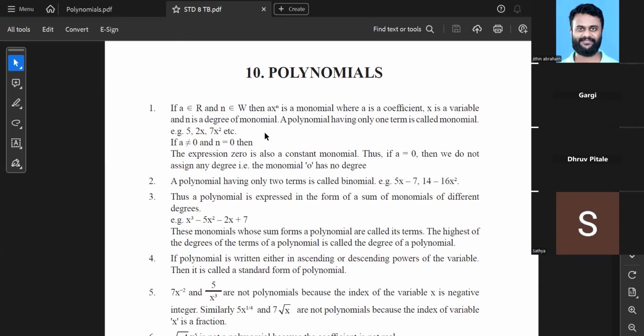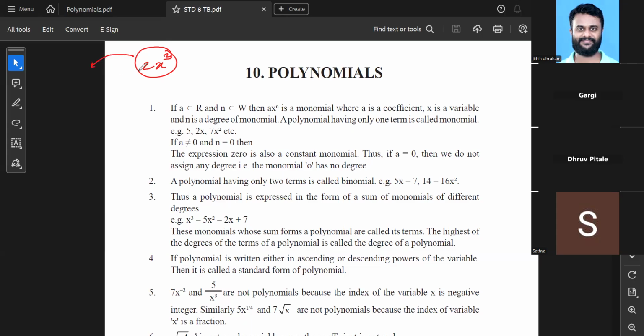For example, x is a monomial. If instead of x you write x square, that is also a monomial. Instead of x square, if you write 2x, that is also a monomial. 2x square, that is also a monomial. X cube, that is also a monomial. So if there is only one group of x, raised to anything, that thing is called a monomial.